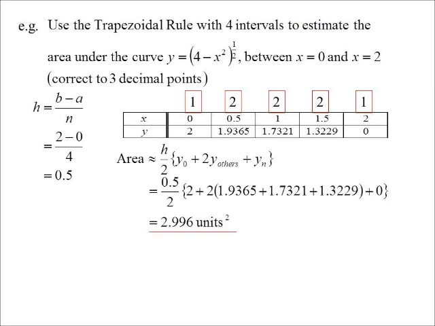So let's substitute in. h was 0.5 over 2, and then 2 and 0 were the end ones, 2 times all the ones in the middle. Bit of calculator work, and then I've rounded it off to 3 decimal places: 2.996. Quarter of a circle.